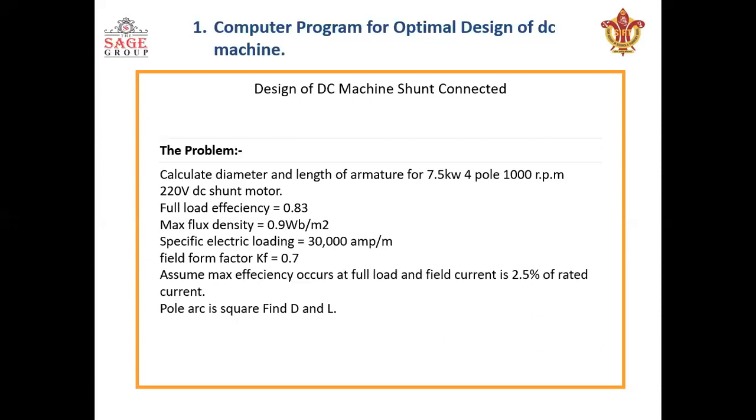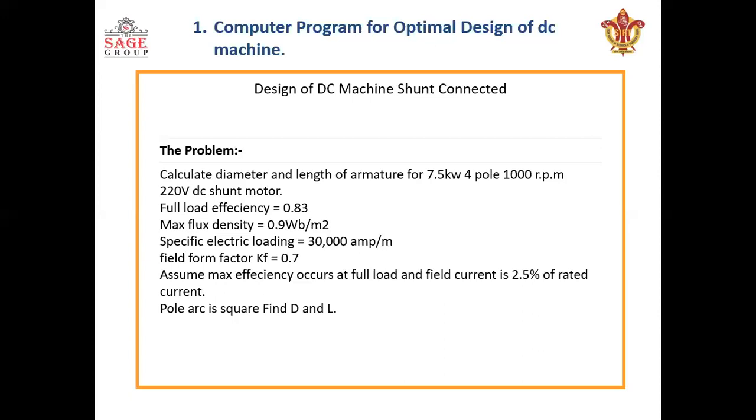Specific loadings are given, like maximum flux density is 0.9, specific electric loading is 30,000 amperes per meter, field form factor and the efficiency, along with the relationship that maximum efficiency occurs at full load and the field current is 2.5% of the rated current.